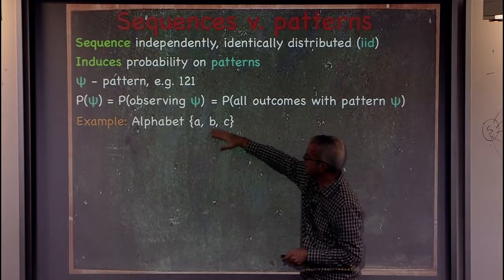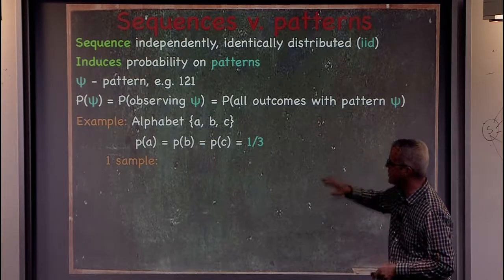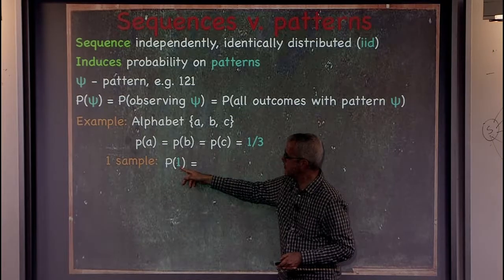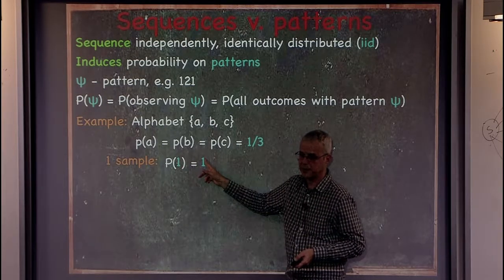So, for example, the alphabet is ABC, and equal probability, uniform. So if we have one sample, the pattern is going to be 1, right? Because the first sample we call 1. So what is the probability that we'll get 1? If I take one sample, I'll get this probability is going to be 1.